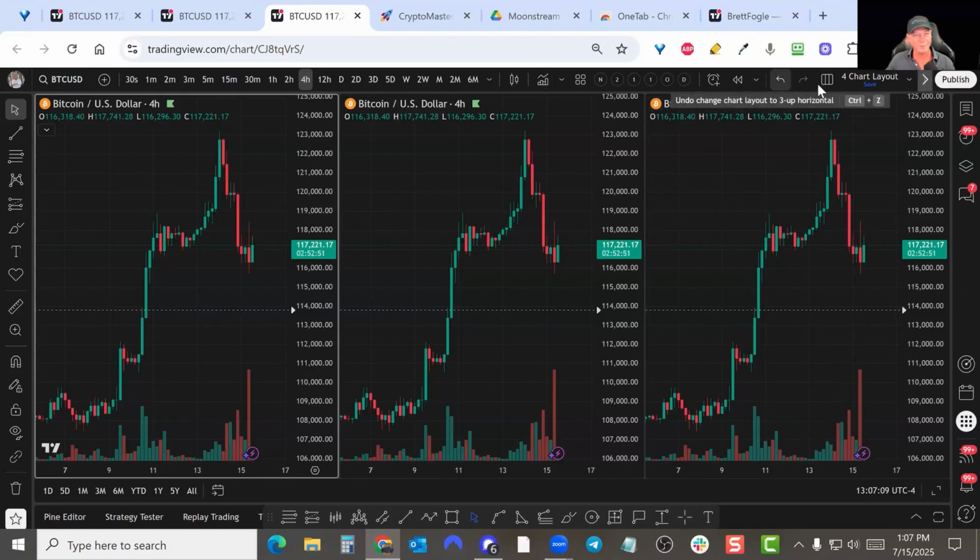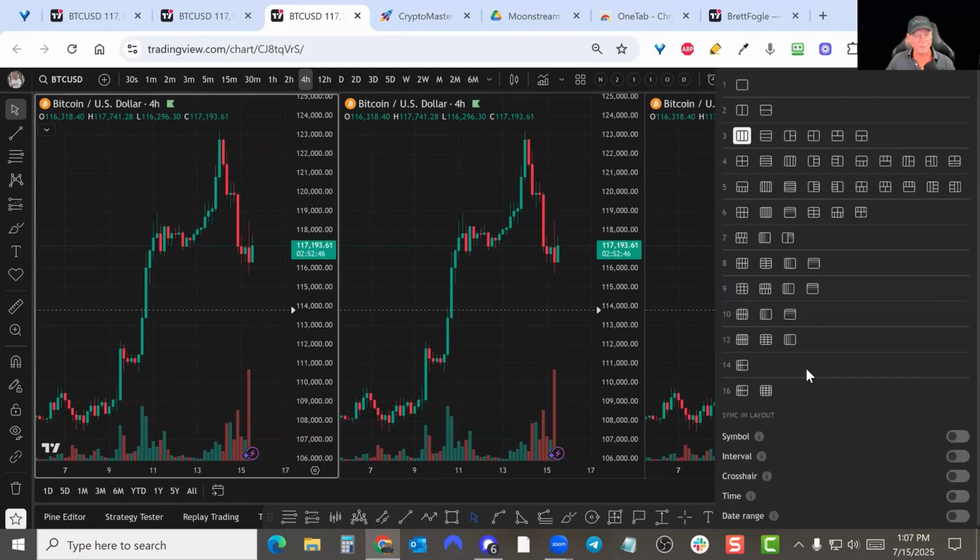What we want to do at that point, under layout setup, down at the bottom, if you want to sync so they're all the same symbol, I recommend that, turn that on. And the interval, no, we want to have different intervals on these for the most part. And the crosshair, I do want the crosshair in this case. You can play around with that. Date range, time, I'm not so concerned about.